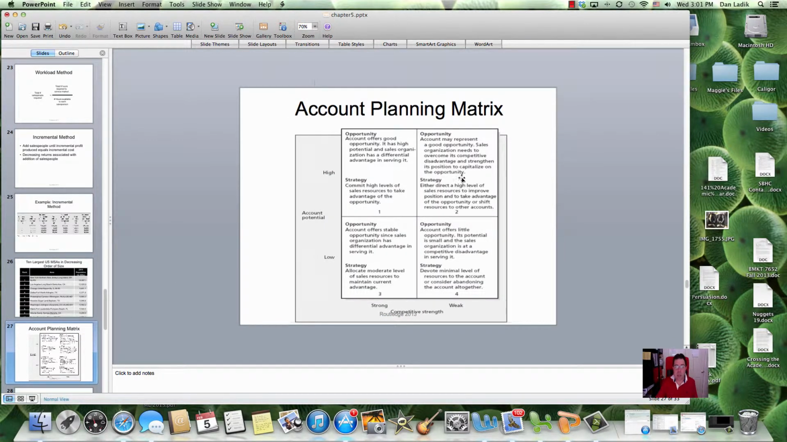Here is a matrix, and we think about account potential. Is it high or is it low? And then we look at our competitive strength in that particular industry. Do we have high account potential but weak competitive strength in that category? Well, that's not a good matchup. Hopefully it's high and strong. This is probably the best quadrant to be in, if possible.